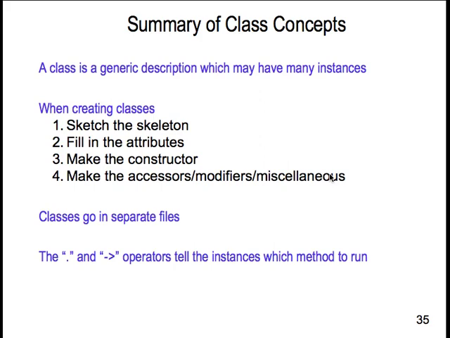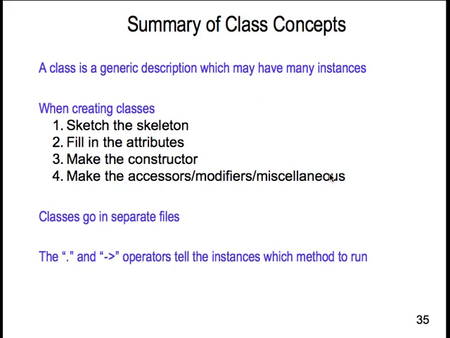And when creating it, we sketch the outline, we fill in the attributes, we fill in the constructor, and then we make the accessors and the modifiers and any other miscellaneous stuff. And the classes go in separate files. Each one of those classes is in a separate file with a capital letter for the class name. And the file itself has to be saved with a capital letter as well, if we were capitalizing the first character of the class name.